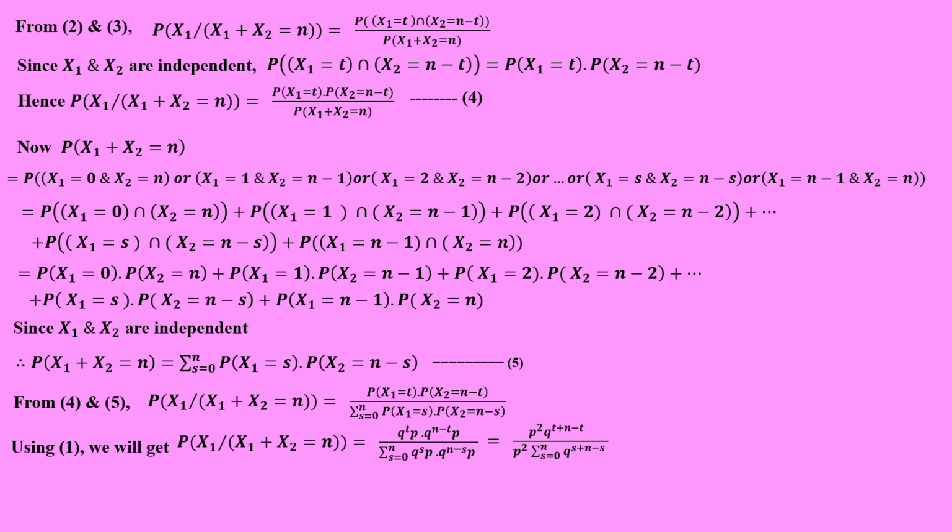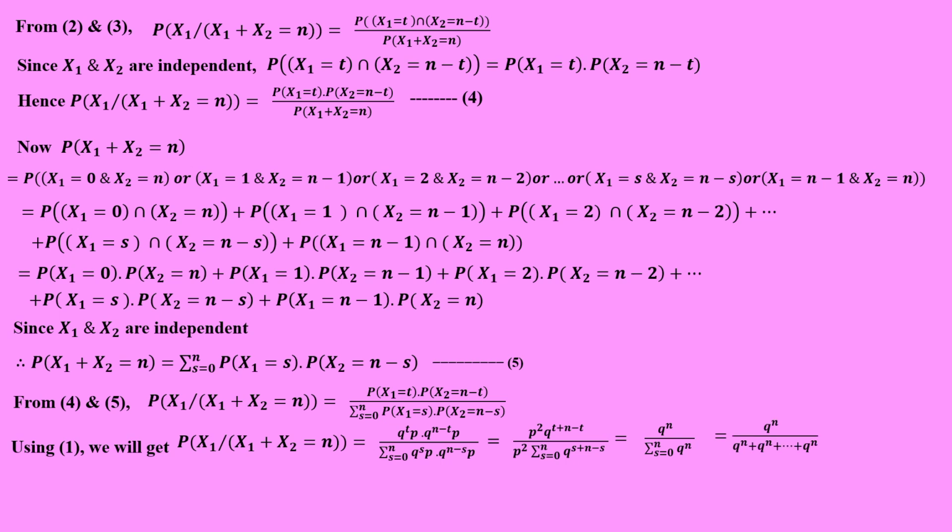So p square, and q power t, adding the powers of p and q: p into p square, q power t plus n minus t. Similarly in the denominator, p square, summation s equal to 0 to n, q power s plus n minus s. So q power n, because t minus t gets cancelled. Similarly in the denominator, summation s equal to 0 to n of q power n. P square in numerator and denominator get cancelled.